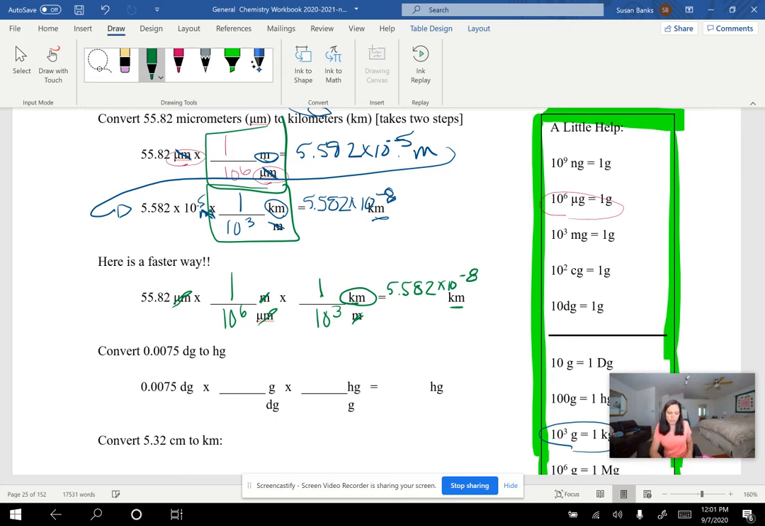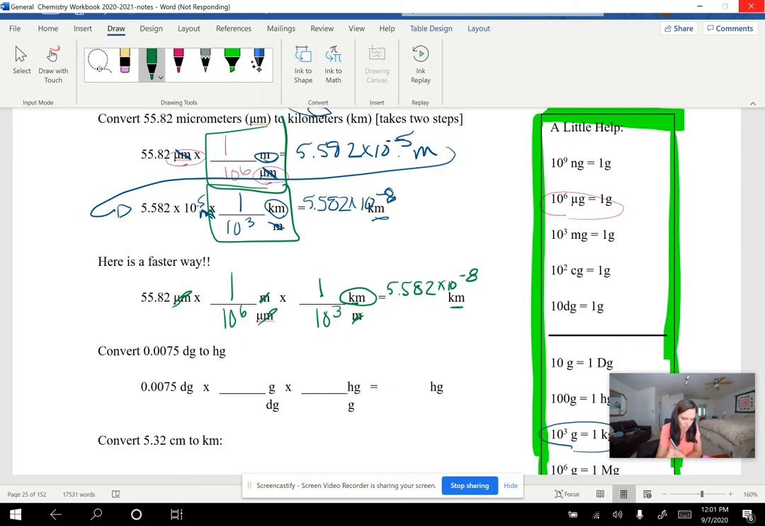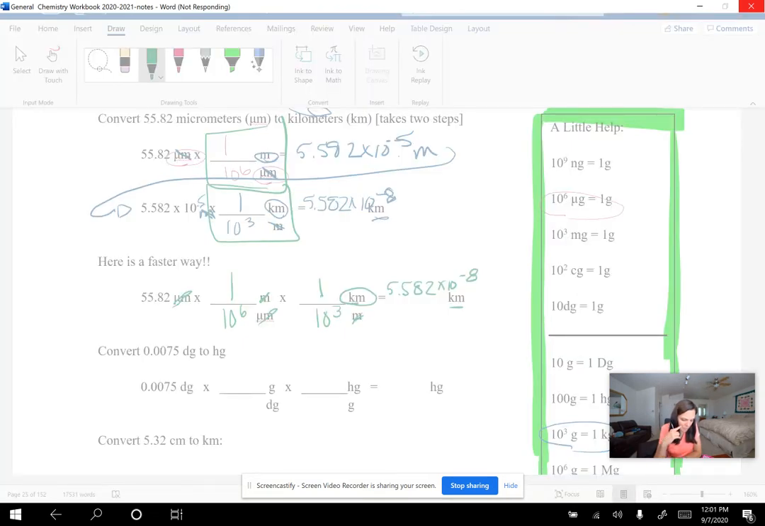Now, I want to show you something really quick with the exponents. This will give you a little bit of a way to do a gut check. And my Word is not responding. Great.